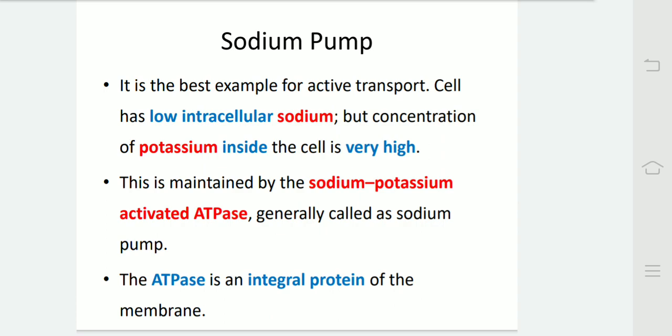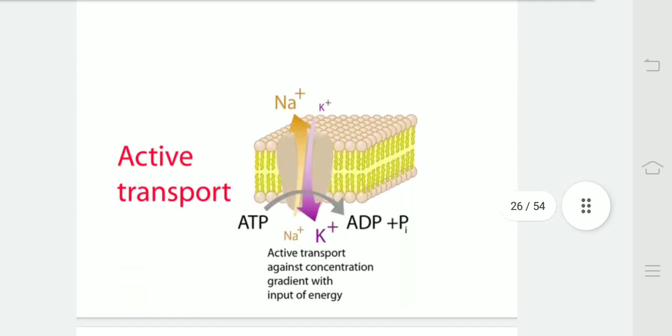Sodium pump. It is the best example for active transport. Cell has low intracellular sodium, but concentration of potassium inside the cell is very high. This is maintained by sodium potassium activated ATPase, generally called as sodium pump. The ATPase is an integral protein of the membrane. In this diagram, we can see that ATPase is an integral membrane protein.